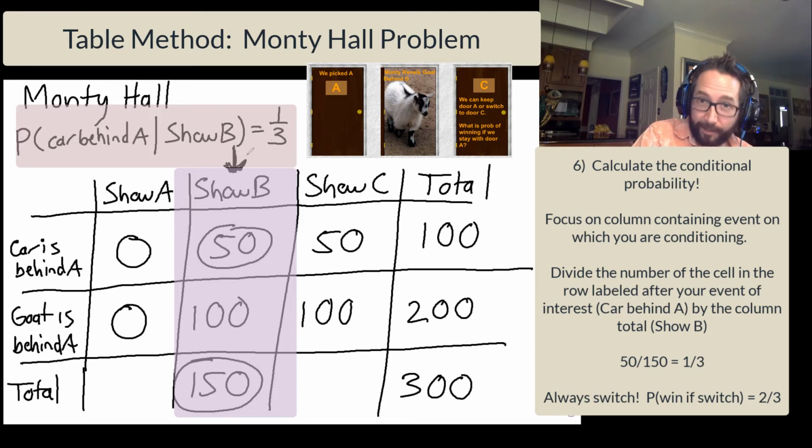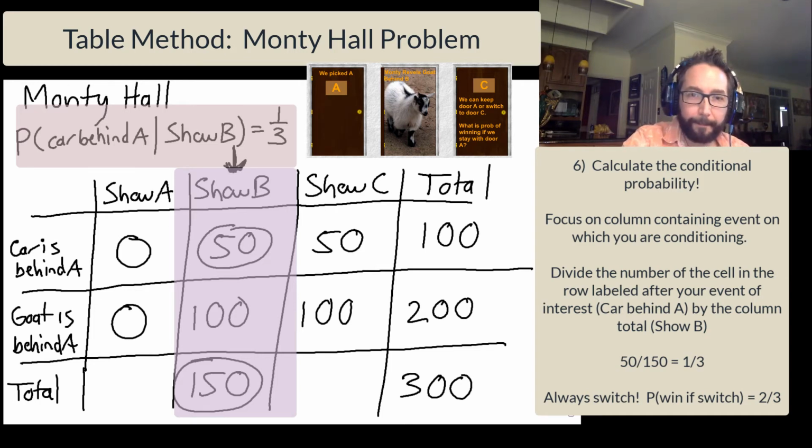That must mean that there's a 2/3 chance of winning if we switch to door C, the one that he hasn't opened. And we would get the same probability working out if we were conditioning on the goat being shown behind door C or any initially picked door that we picked. It's always going to be to our advantage to switch in order to maximize finding that car behind one of the doors.